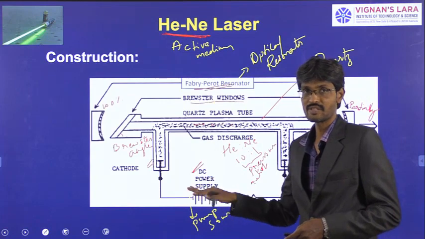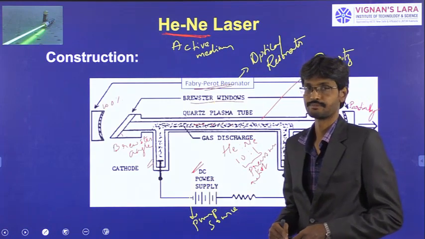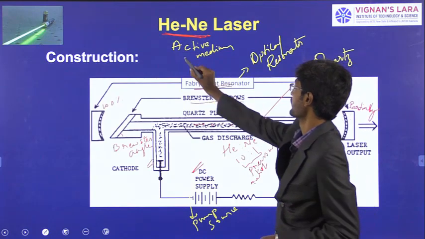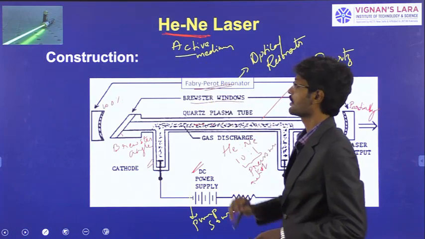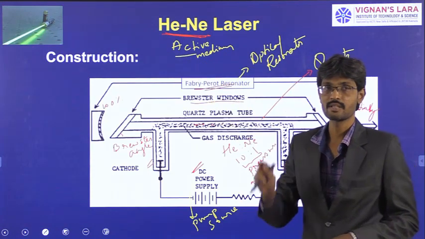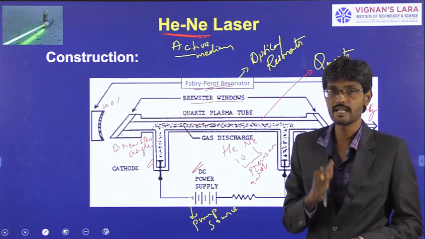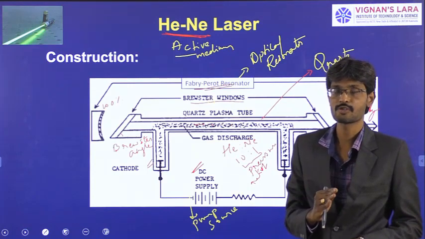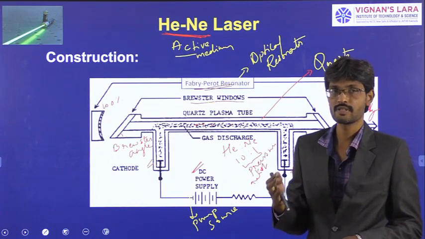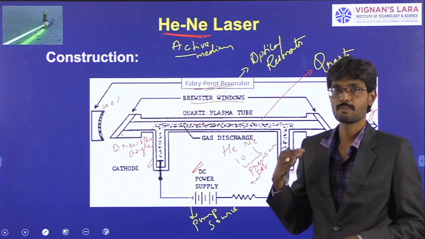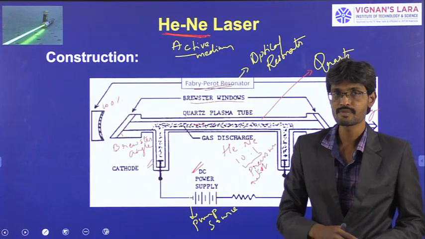So we see how this helium neon laser works here. Now we understand that in the helium neon laser, the active medium is helium and neon atoms, and these helium and neon atoms are responsible for the production of laser. Now we see how the laser will be produced with the help of helium atoms and neon atoms.